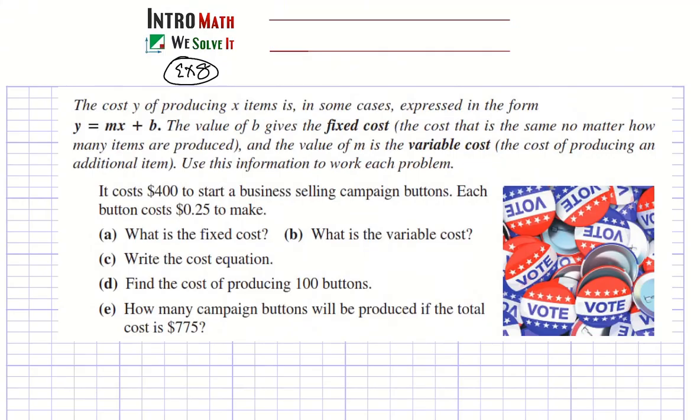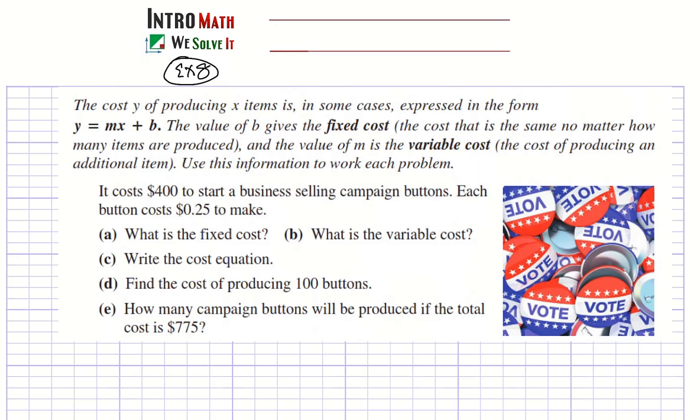All right, here is example number 8. I'm going to read it for you. It says the cost Y of producing X items is, in some cases, expressed in the form Y equals mx plus b. The value of b gives the fixed cost, the cost that is the same no matter how many items are produced. And the value of m is the variable cost, the cost of producing an additional item. Use this information to work each problem.